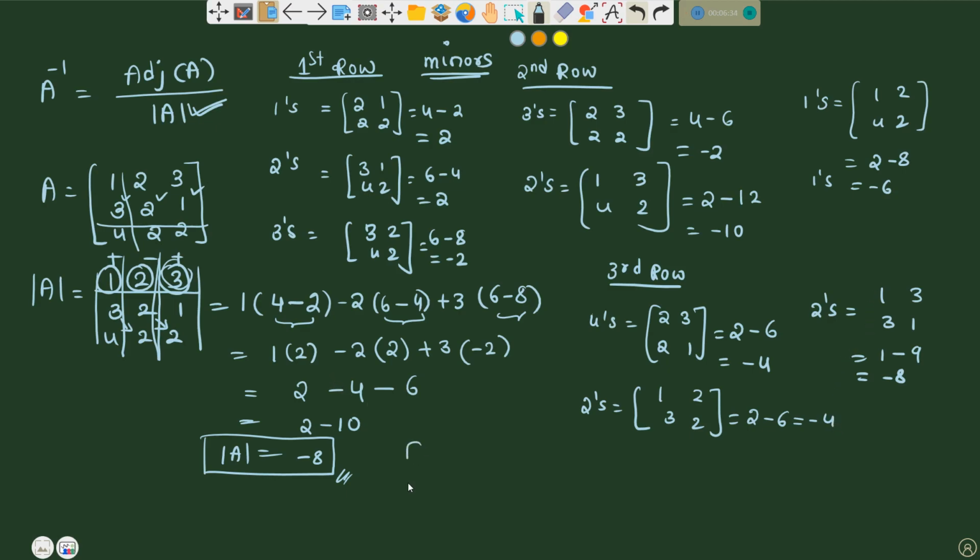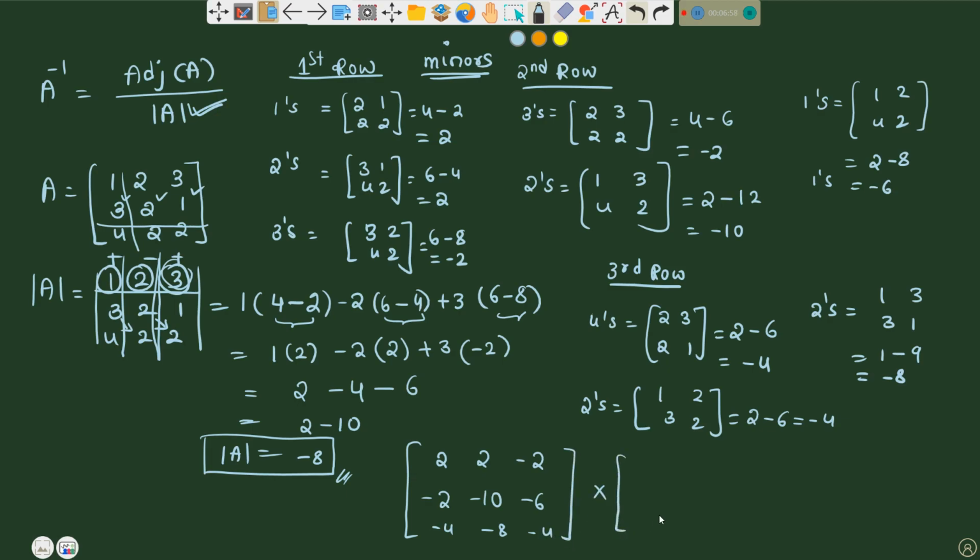You write it in the row fashion. First you have to write in the row fashion, correct? 2 2 minus 2, minus 2 minus 10 minus 6, minus 4 minus 8 minus 4. Now you have to multiply.